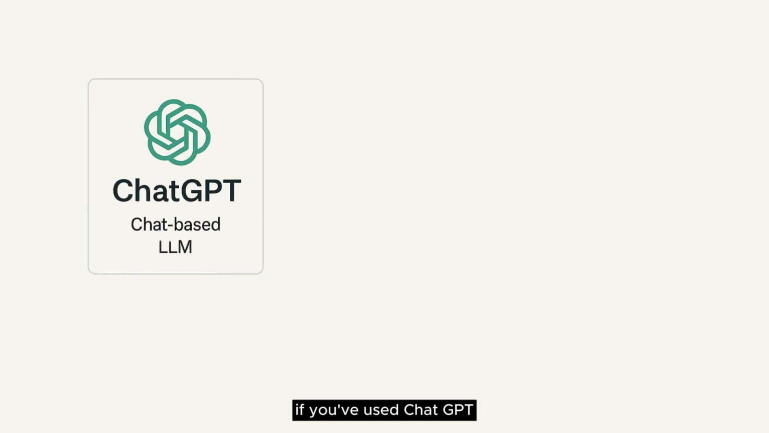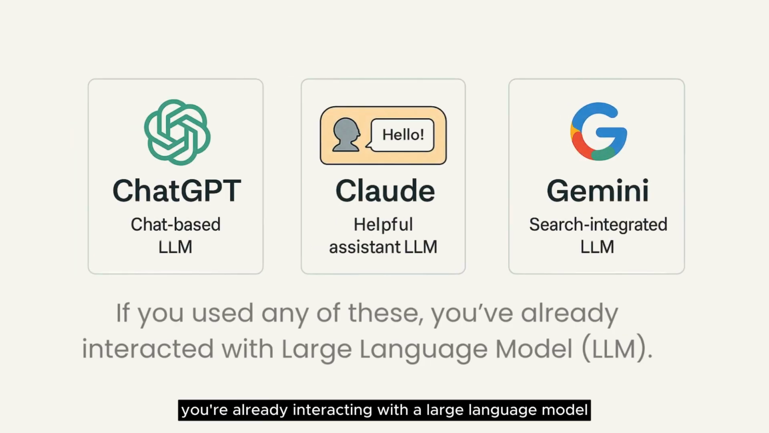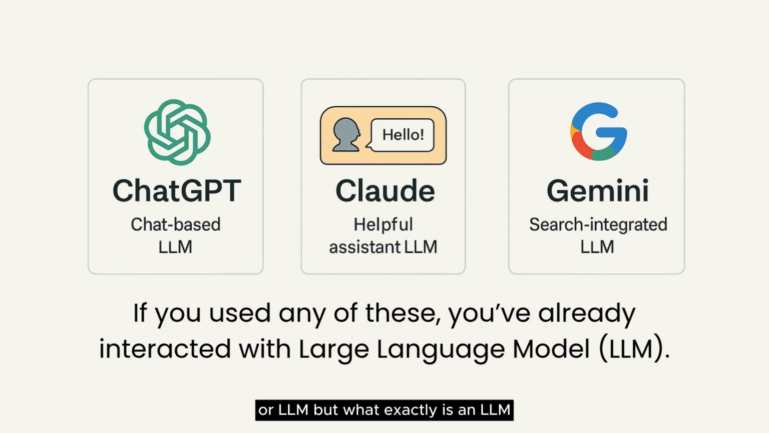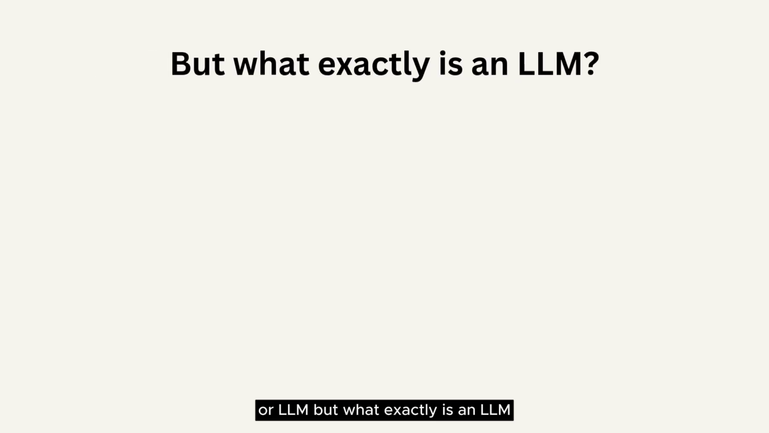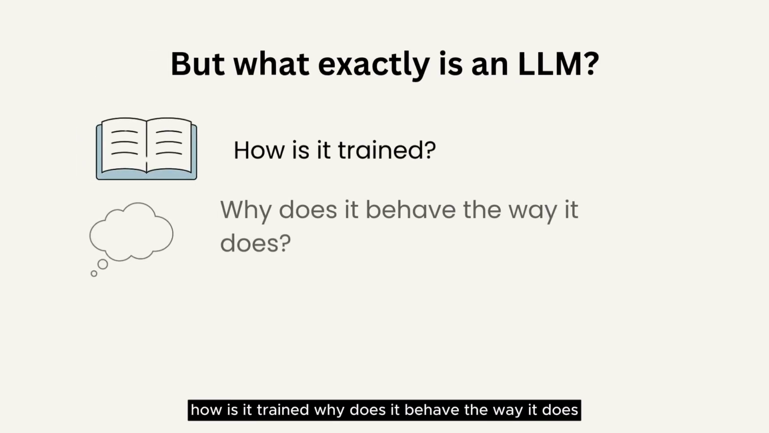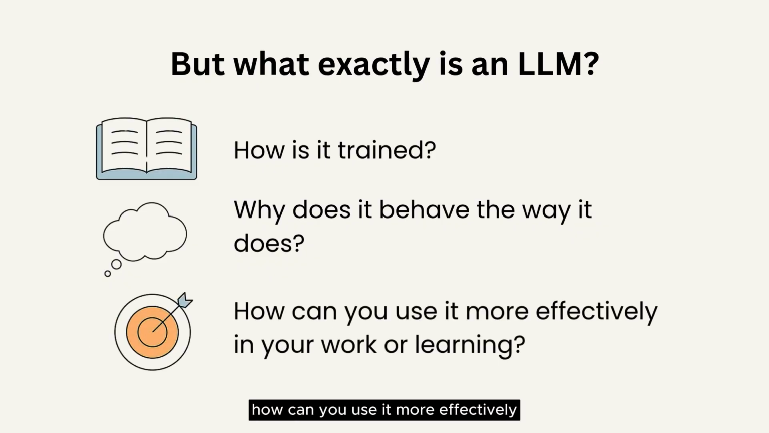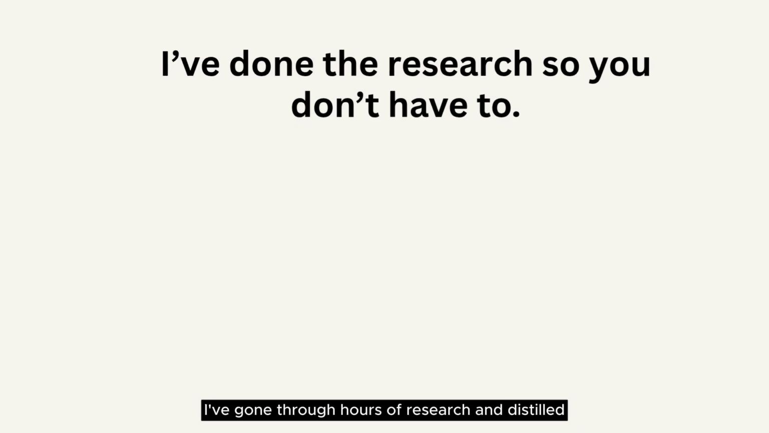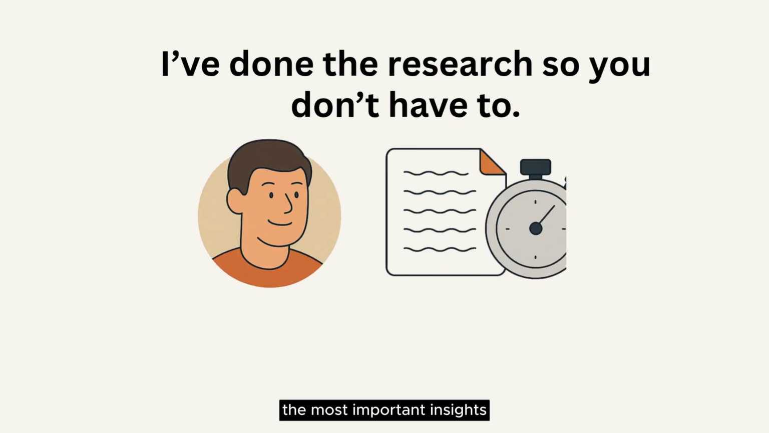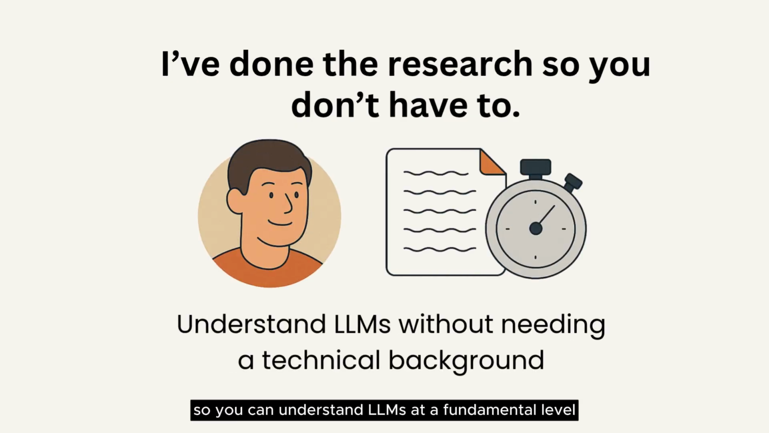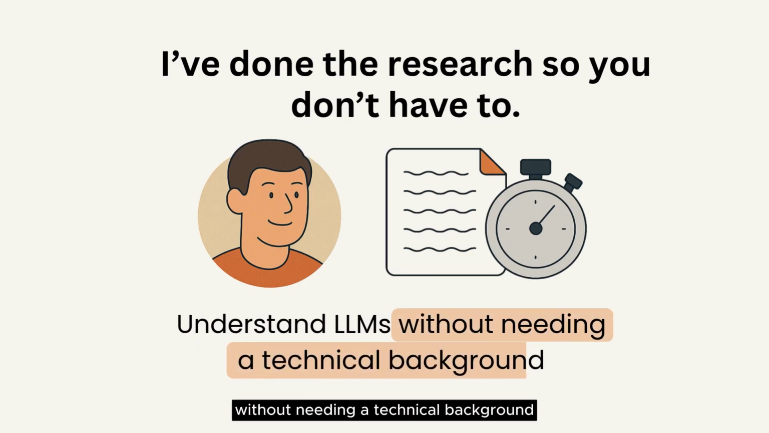If you've used ChatGPT, Claude, or Gemini, you're already interacting with a large language model, or LLM. But what exactly is an LLM? How is it trained? Why does it behave the way it does? And most importantly, how can you use it more effectively in your work or learning? I've gone through hours of research and distilled the most important insights so you can understand LLMs at a fundamental level without needing a technical background.